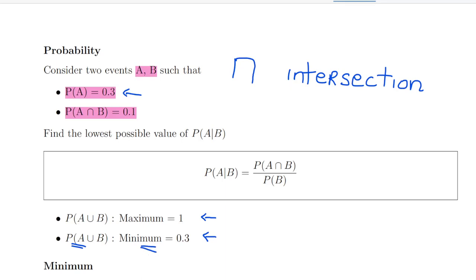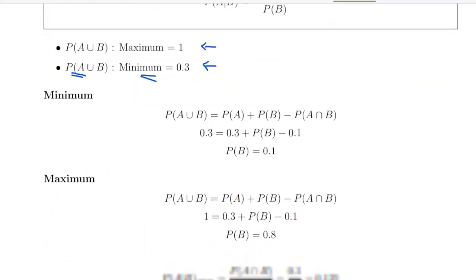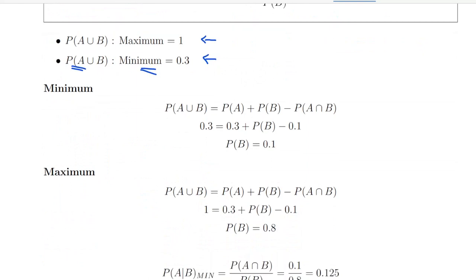That would be the case where all the events that correspond to event B are also part of A. So the minimum probability of A union B, this is the addition rule now, is the probability of A plus the probability of B minus the probability of A intersection B. We're going to take this in the context of two cases. The first case is minimum and maximum.